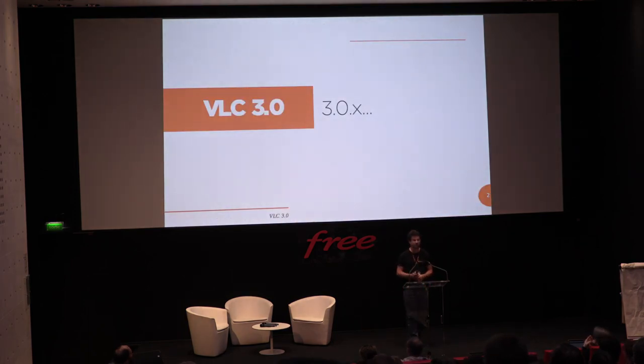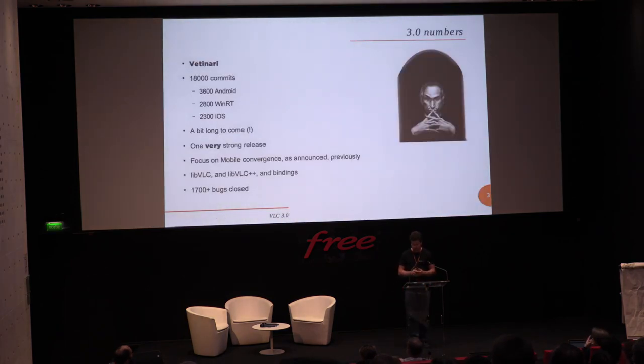Just a bit of stuff about 3.0. A lot of commits, probably one of the largest releases. Not so much visible, right? A lot of what we've been doing is related to hardware decoding, hardware filtering, lots of small stuff, improving a lot of formats. But people don't see that much difference, except that it's faster. It was quite a good release because we merged a lot of the code base from the mobile port and did a lot of work on the APIs.